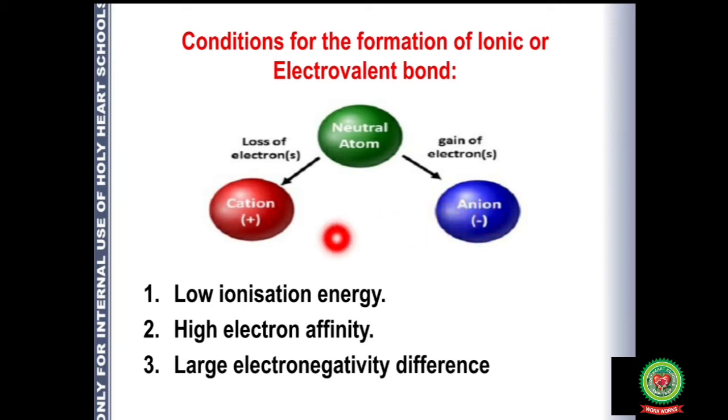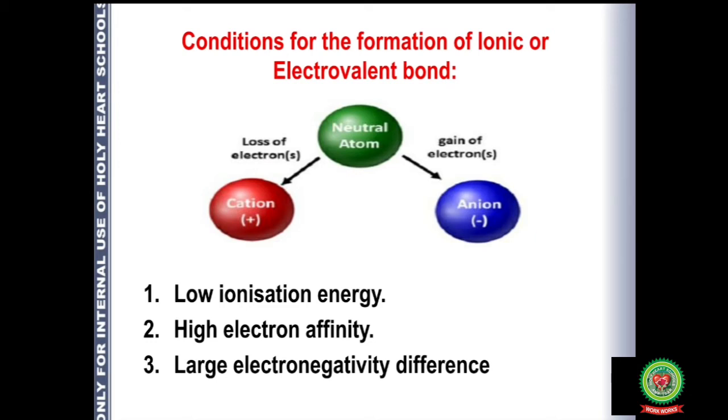What are those factors? The first one is low ionization energy. That means if the ionization potential or ionization energy of a particular atom is low, it will lose electron easily. That is, a cation is formed easily. The second is high electron affinity. If the electron affinity value is high, an ion will be formed easily. That is, a higher electron affinity value favors the ionic bond.